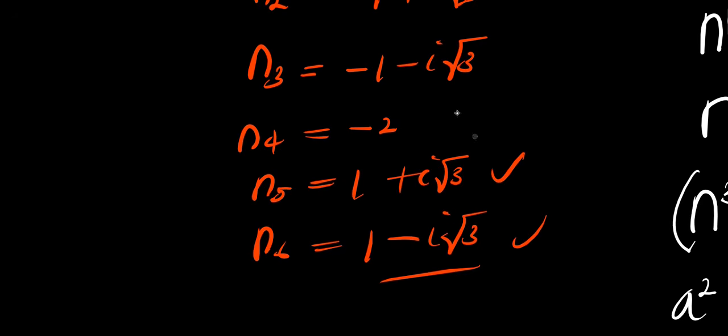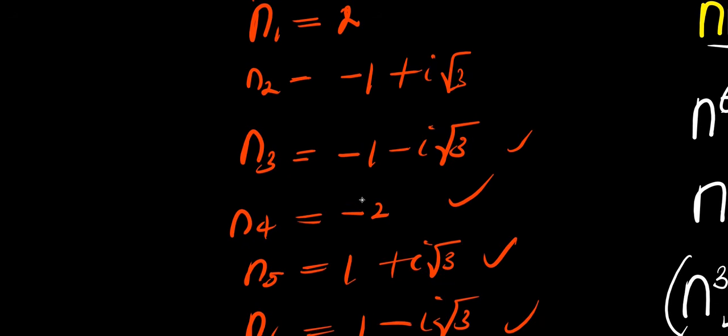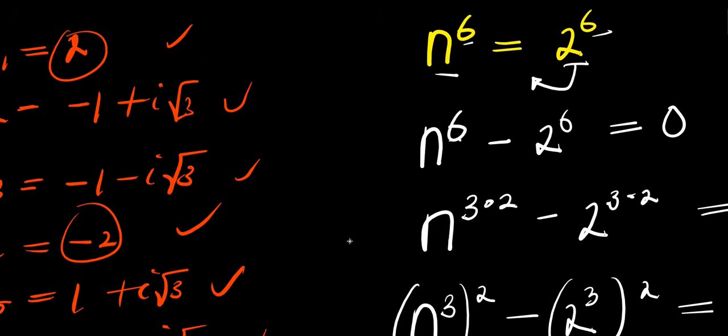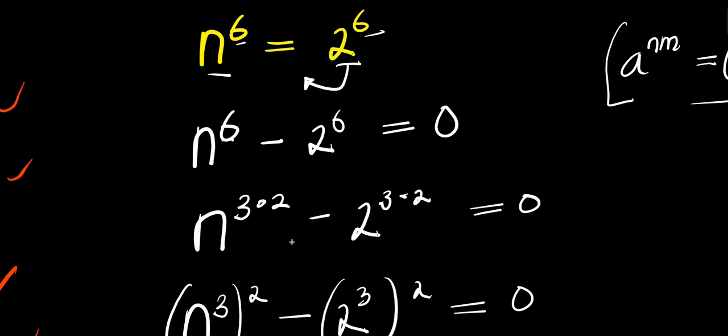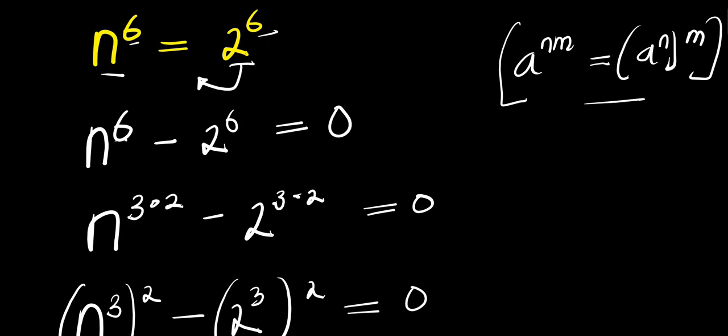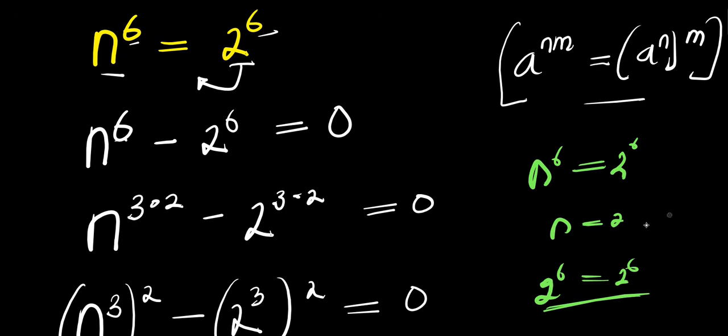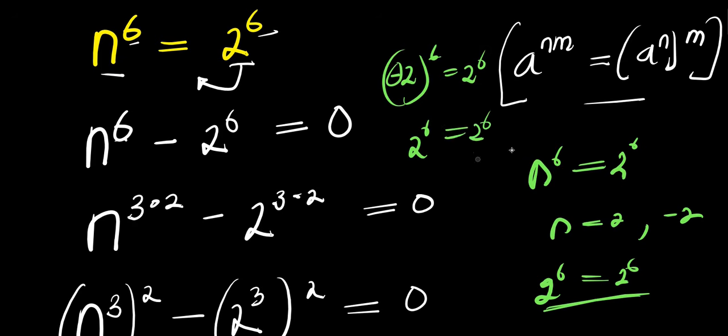So these are all the solutions. You can decide to check by inserting the real solutions, which are 2 and negative 2. Obviously, they are all going to satisfy the equation, because if you have n power 6 equals 2 power 6 and you have n equals 2, this will be the same thing as 2 power 6 equals 2 power 6. If you also make use of negative 2, that means you have negative 2 power 6, which is the same thing as 2 power 6, because a negative raised to the power of an even number is positive. So this will give you 2 power 6 and this gives you 2 power 6.